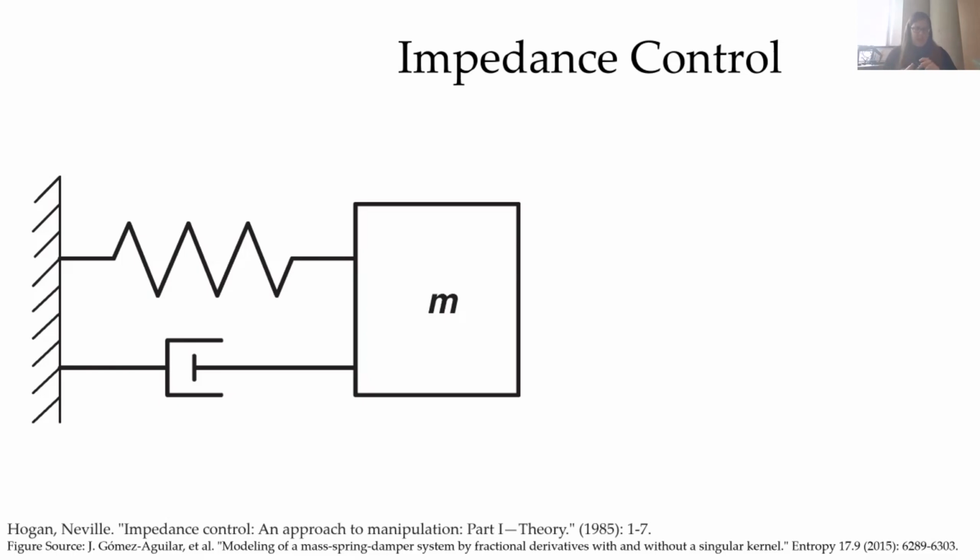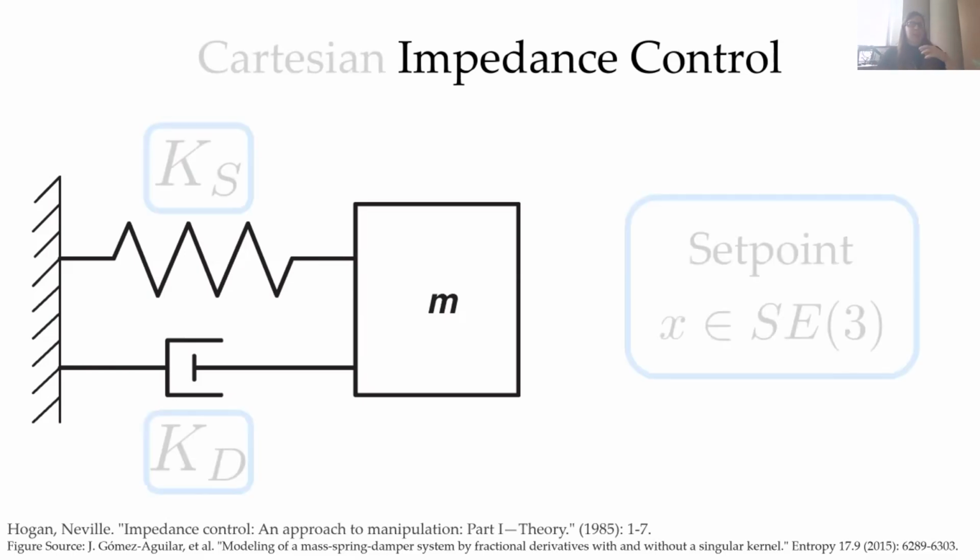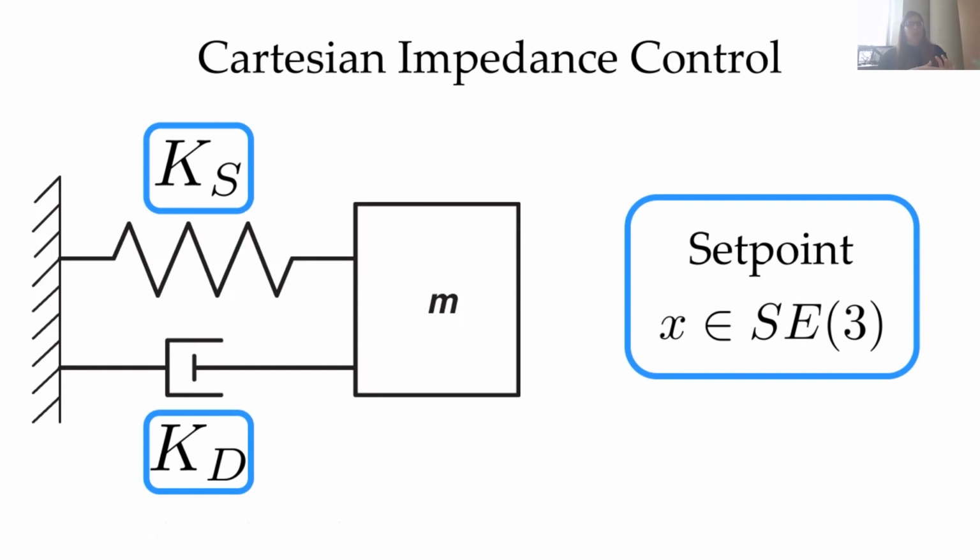This is fantastic work done by Neville Hogan in the 80s. And so that's generally impedance control. What we are specifically doing is Cartesian impedance control. So in order to specify that for our controller, we need to specify what is the stiffness of that mass spring damper. In general, it's a stiffness matrix, but we're actually only going to be specifying the diagonal, which is what is the stiffness in each of our Cartesian directions.